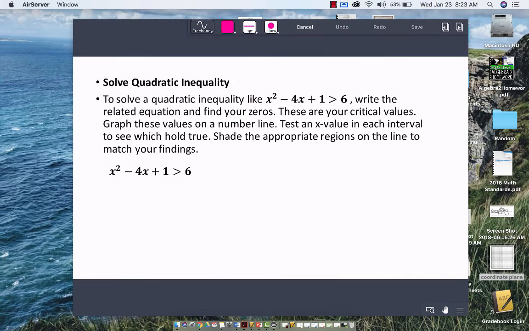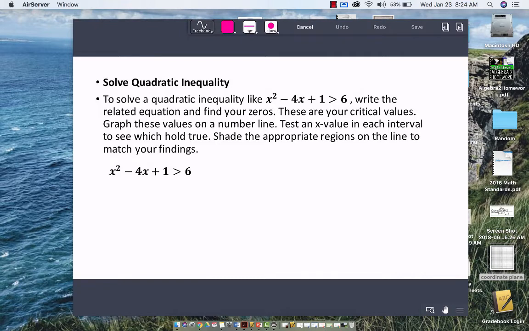And now we're going to get into solving quadratic inequalities. So we know that we're going to get into some factoring and things when we have a quadratic here. So take x squared minus 4x plus 1 is greater than 6, for example, and we're going to write the related equation, and we're going to find our 0, so it's going to mean setting it equal to 0 and then most likely factoring. And then these become our critical values.